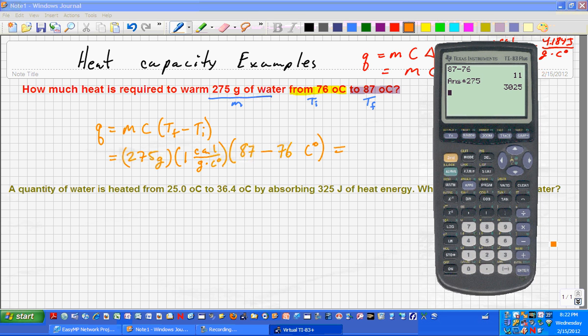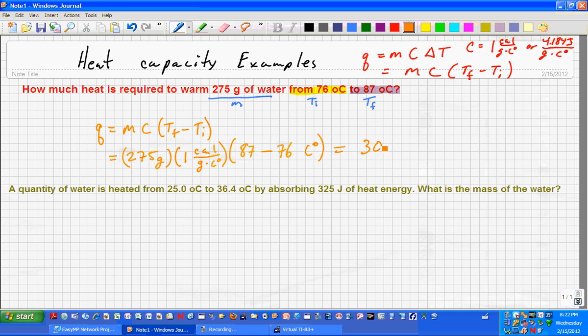275, hit enter, and we get 3,025 calories. 3,025 calories, because my degrees Celsius on top and on bottom, they cancel. Grams cancel down here. I'm all set.